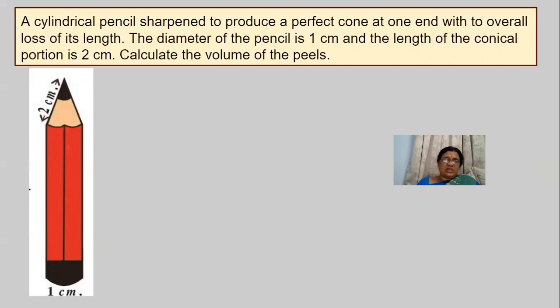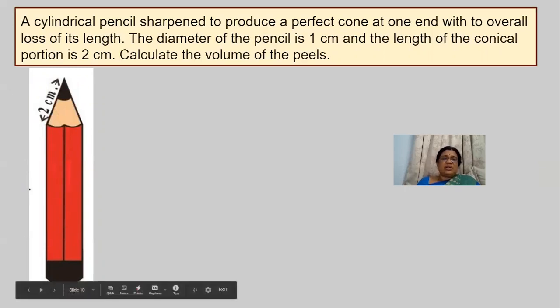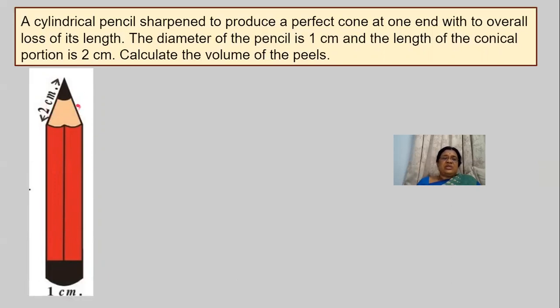See, this one is the pencil. When you sharpen this pencil, some of the peels will be left out.